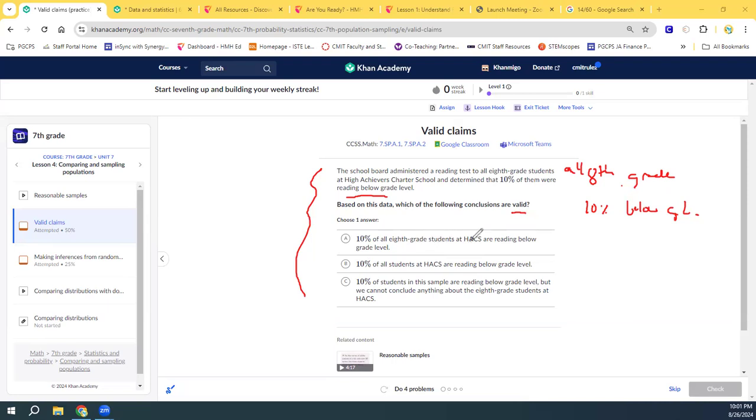10% of all eighth grade students are reading below grade level. I believe that's what it said. 10% of all students at the school are below. No, we don't know anything about the seventh or sixth grade. 10% of students in this sample are reading below grade level. That's true. But we cannot conclude anything about the eighth grade students. Well, that's not true because the sample is all the eighth grade students.